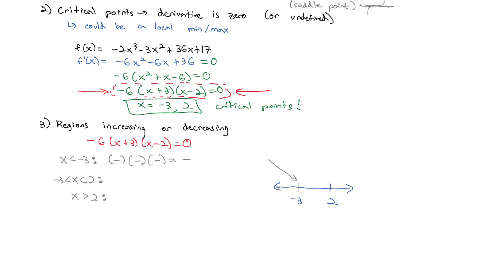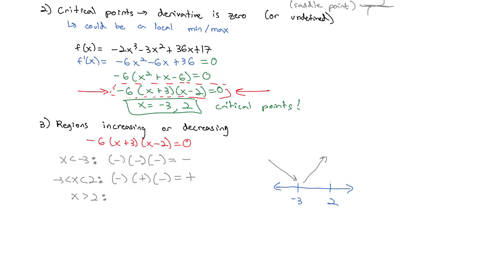Between negative 3 and 2, then, the negative 6 factor is always negative. And then if I pick a number between negative 3 and 2, maybe 0, 0 plus 3 is a positive. And 0 minus 2 is going to be a negative. And so I have a negative times a positive times a negative, which is a positive. Because the derivative is positive, I know the graph is increasing after negative 3.